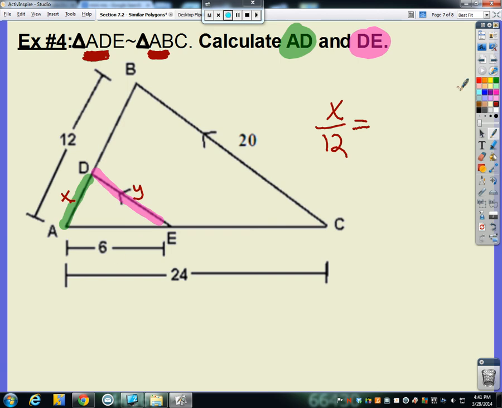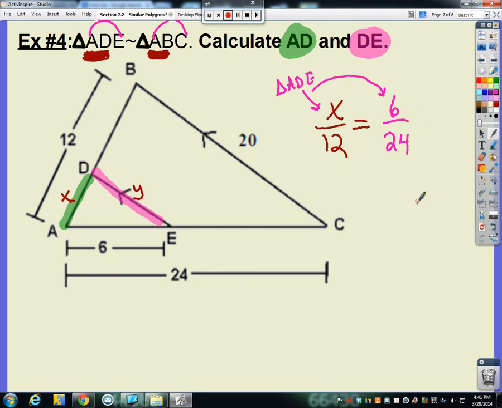So AE, different color, AE is the first and last, and it's 6. And AC is 24. Now notice X came from triangle ADE, and the 6 came from ADE. Notice they're both in the same position of these 2 ratios. They're both in the numerators.